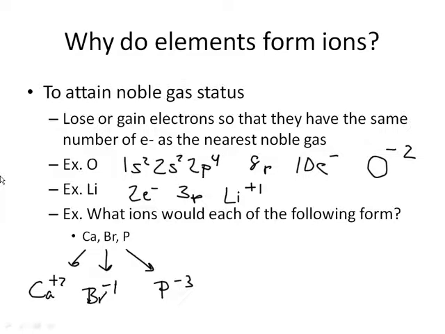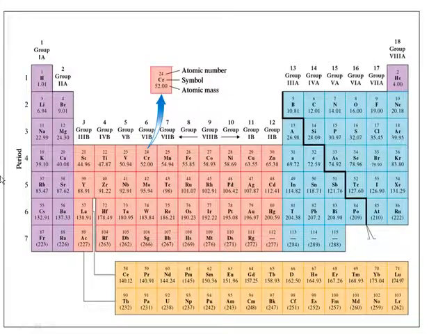Notice when we're gaining electrons, we're ending up with more electrons than protons, which means we end up with negative charges. When we're losing electrons, we end up with more protons than electrons, which means we end up with positive charges. Oh, and there's a periodic table for you to look at to do all this on.